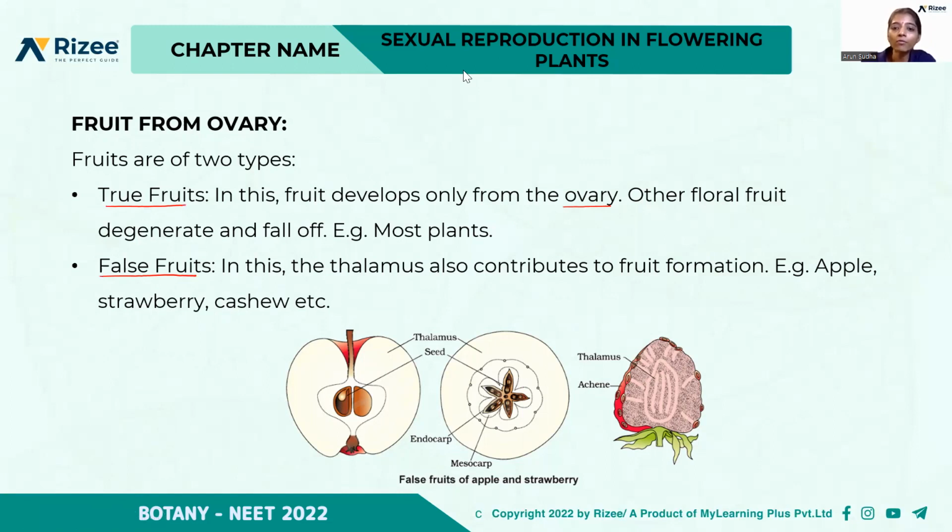So what is a false fruit? In some cases, a part other than the ovary may develop into a fruit. For example, in the case of an apple, what we see as a fruit is actually a thalamus. What do you mean by a thalamus? The thalamus is the swollen part of the stalk, and it contributes to the fruit formation. Examples are apple, strawberry, cashew, etc. They are all examples of false fruits.